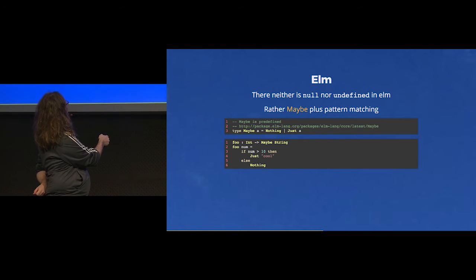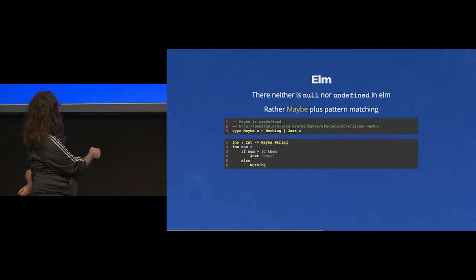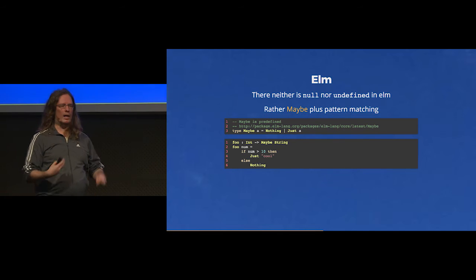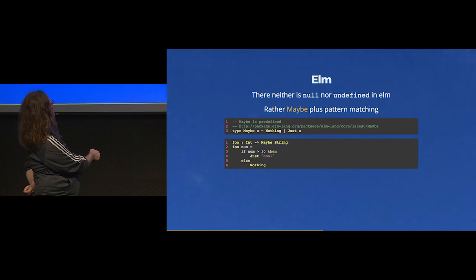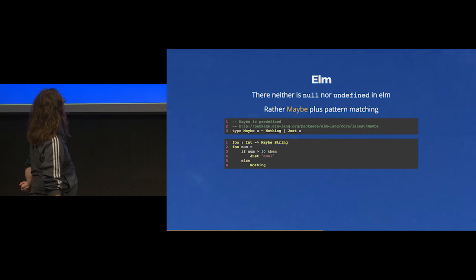This is the name of the parameter, num. So I check if num is greater than 10. I return just cool, else I return nothing. And Elm makes sure that I'm not returning anything else here, because otherwise it wouldn't match the signature up here.